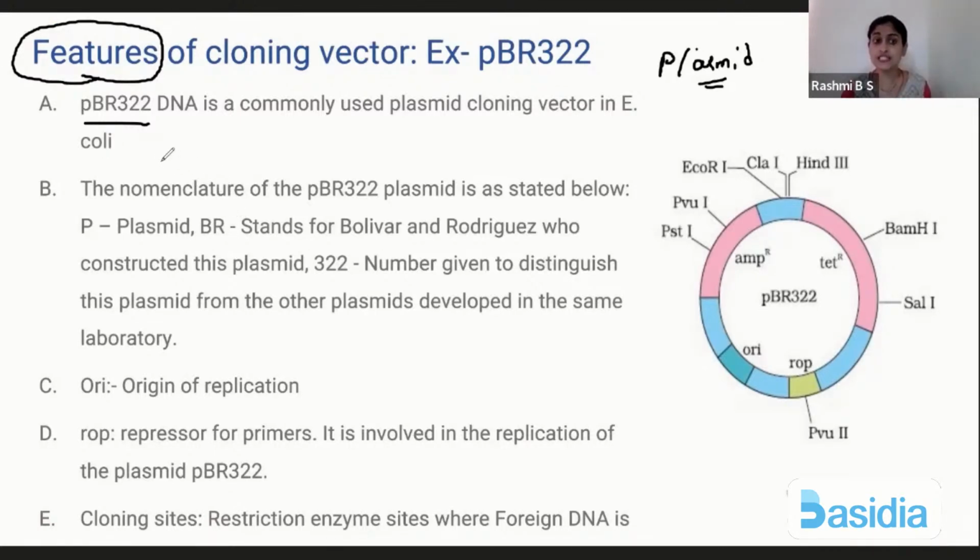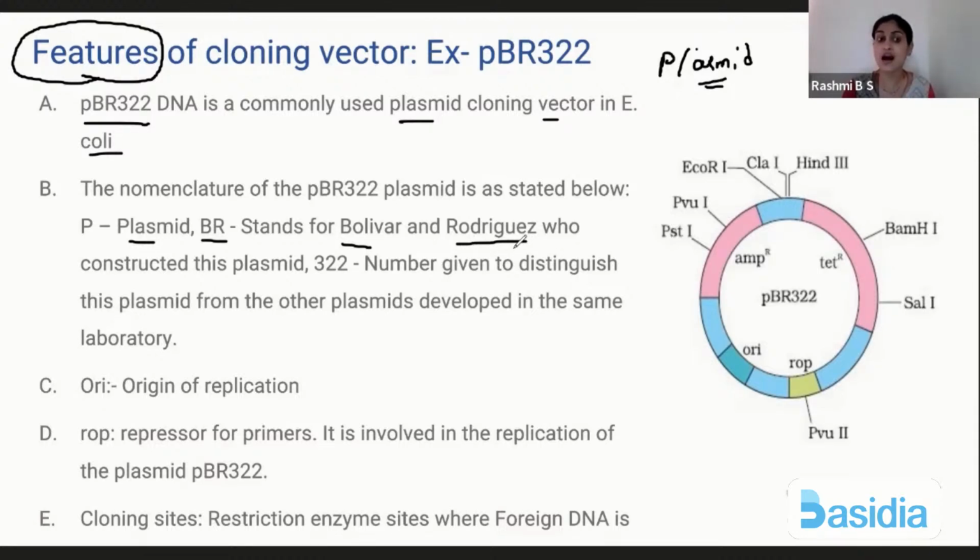First let us study what this PBR322 is. It looks like an abbreviation. PBR322 is a type of plasmid which is commonly used as a vector in E. coli. Here, P refers to plasmid, and BR are the names of the scientists who discovered this plasmid, Bolivar and Rodriguez.